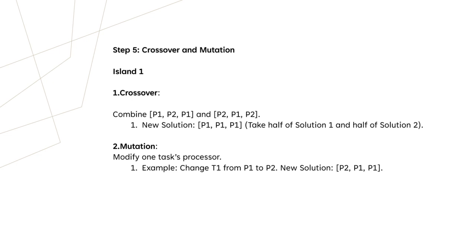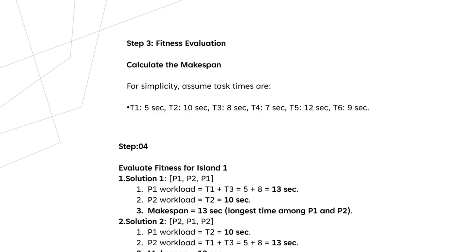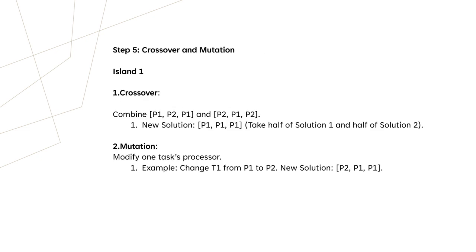Now after selecting based on fitness level, we have selected values from island 1, as solution 1 and solution 2 had the same values. So we selected solution 1 and solution 2 from island 1. We have to combine them. As I mentioned, we overlap some values so that some values are swapped. In this case, the middle values are swapped. P2 and P1 of both middle solutions are swapped. So we found a new solution, which is P1, P1 and P1.